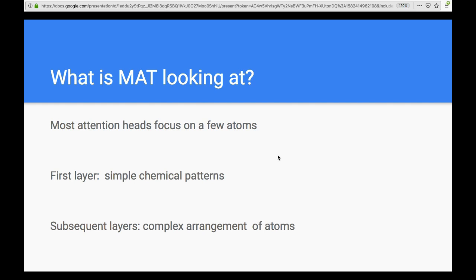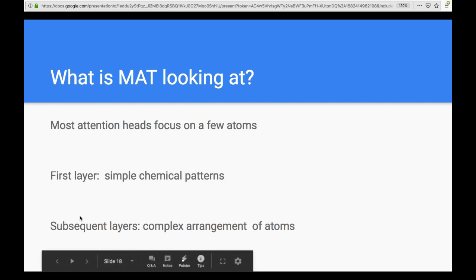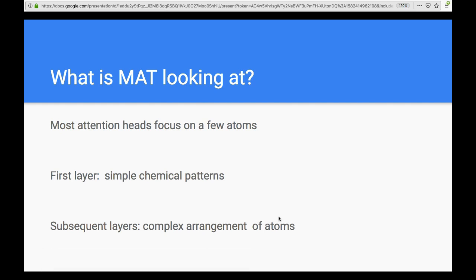So the model attention has actually focused on only a few atoms. It also makes sense because that's the reason why we call it attention, right? You couldn't always pay attention to every atom. That equals not paying attention. So the first layer, they basically pay attention to very, very simple chemical patterns, probably the ones that you learn from high school. And the subsequent, deeper layers look into more complex arrangements of atoms. Yeah, that's very interesting. So basically, the model learns some chemical knowledge, general knowledge, and some of it is very similar to what we already know.